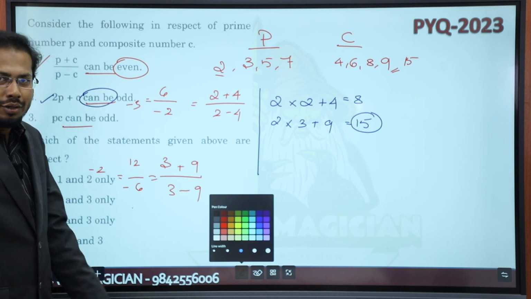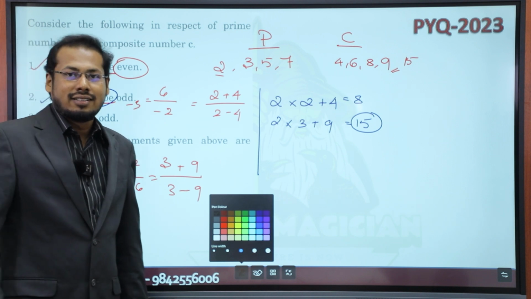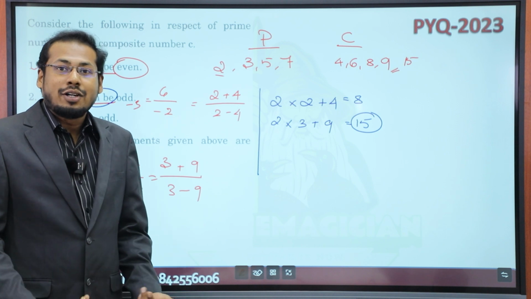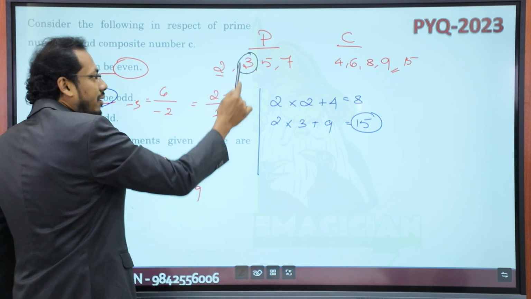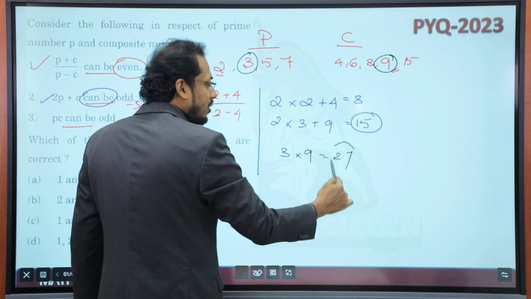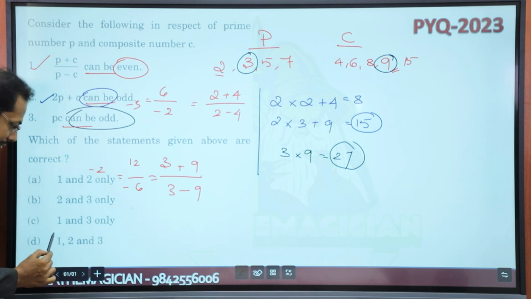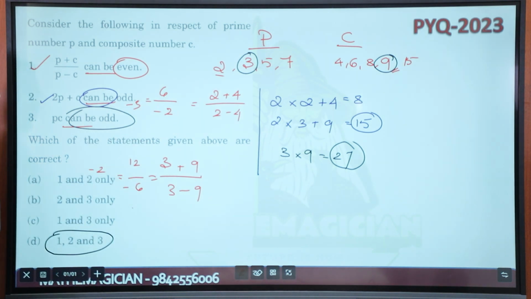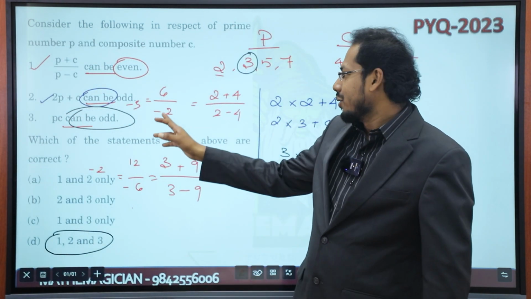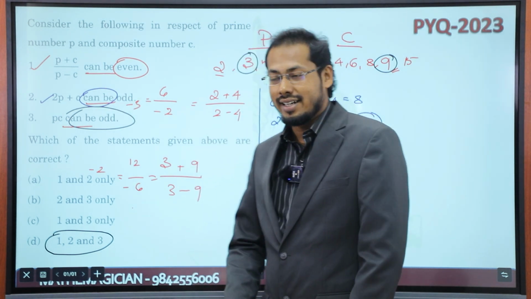We know that even into even gives an even number, and even into odd gives an even number, 2 into 3 gives an even number. Then odd into odd, 3 into 5, gives an odd number, right? So let's pick one odd number, and here also an odd number: 3 into 9 is 27. So yes, this can be odd is also right. So our answer will be 1, 2 and 3, all three are correct. The only thing is, you should concentrate on the words 'can be' or 'must be', whichever it was, right?